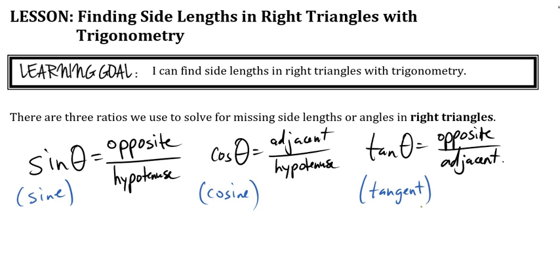Oh, and one more thing that I should mention here is that symbol is theta. It's a Greek letter, and it's one that we often use, so it's commonly used as an angle.